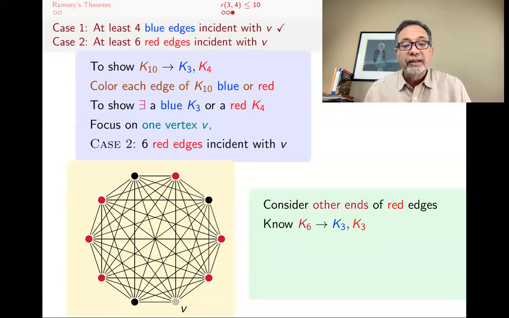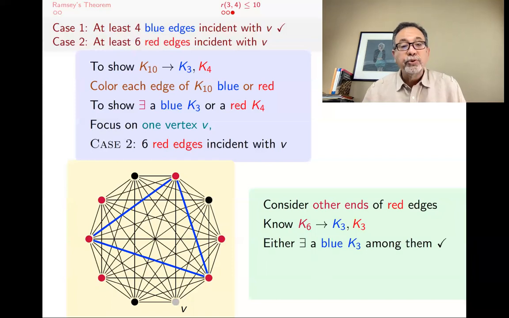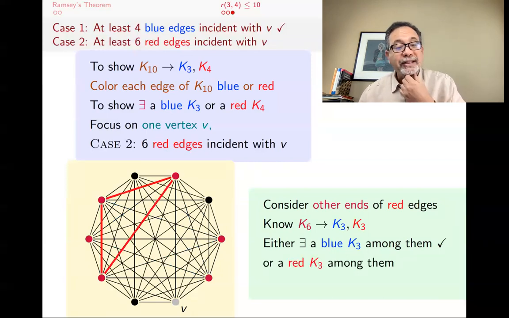So what? Well, if you have a blue K3, so that's one of the possibilities, then we're good. Why are we good? Well, because a blue K3 was one of the wish lists that we had. So if among those 6 there is a blue K3, then we're good. But there might not be a blue K3. We might have a red K3 among them. But what about a red K3?